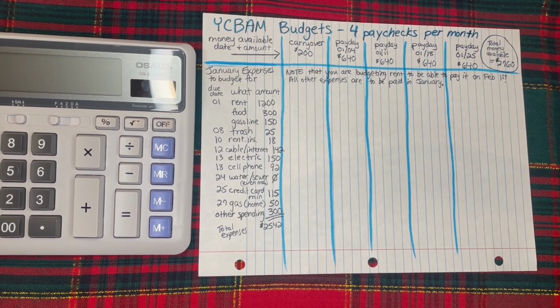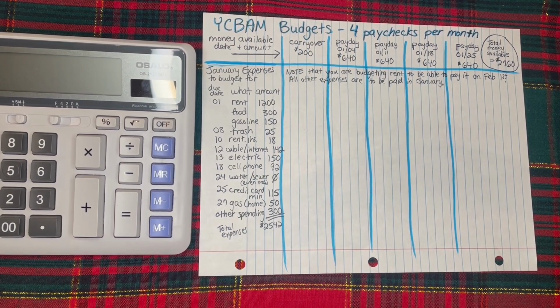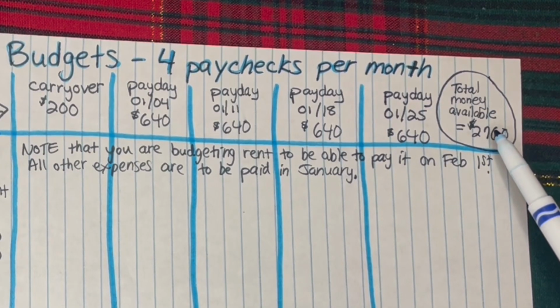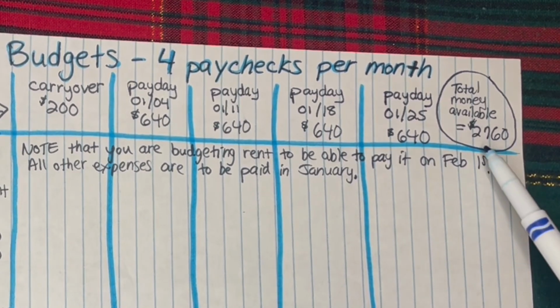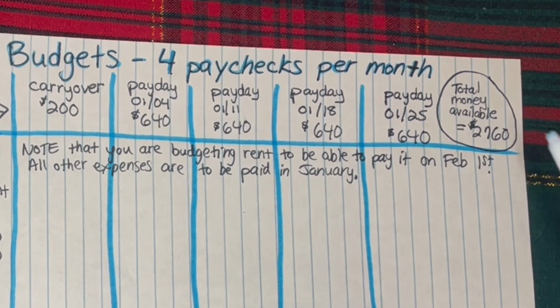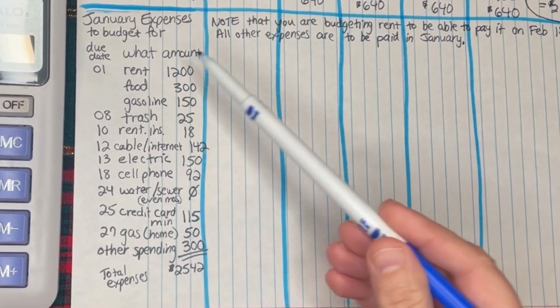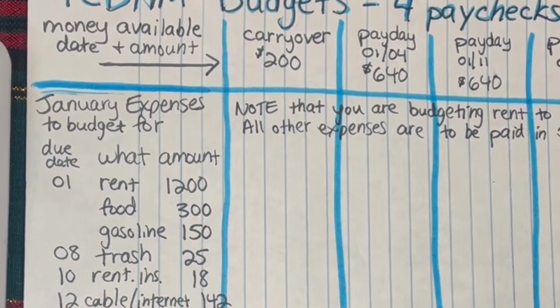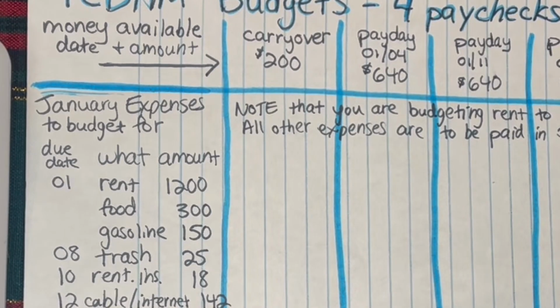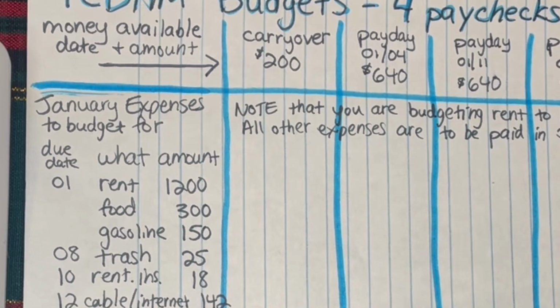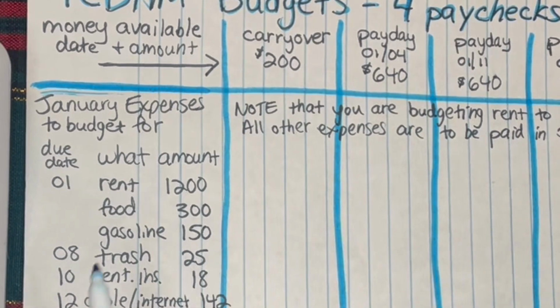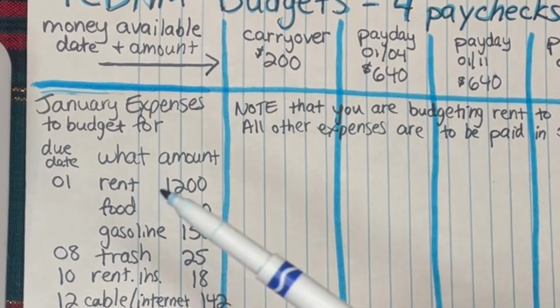Now let's get back to the 4 paychecks per month budget. Earlier we said the total money available is the same in this budget as it was in the 2 paychecks per month budget, a total of $2,760. And the expenses are all identical also to that previous 2 paycheck budget. So what we want to do is draw lines for the divisions of the paychecks. So the first paycheck is on the 4th. What bills come before the 4th and what ones come after the 4th?